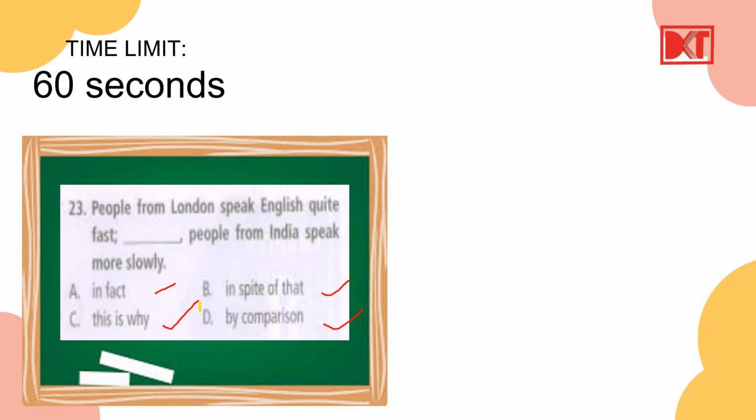By comparison. Why by comparison? Because here we are comparing two things. One is people from London speaking English and second is people from India speaking English. So here we are comparing. Alright, now the other ones, "in fact", not suitable here. Then we have "in spite of that", which is used for a certain concession. And "this is why" is used for a certain reason.